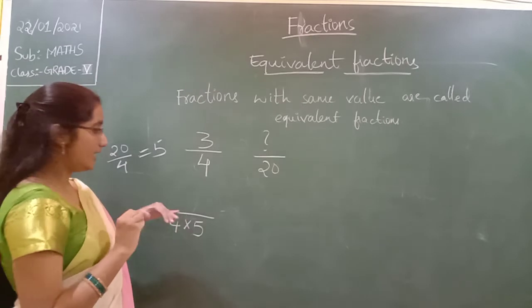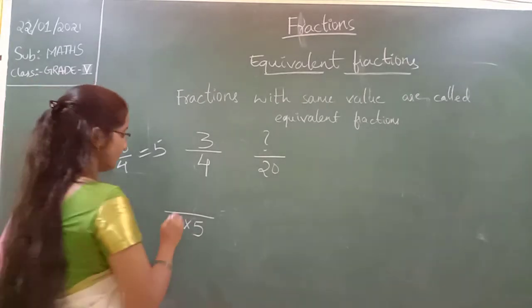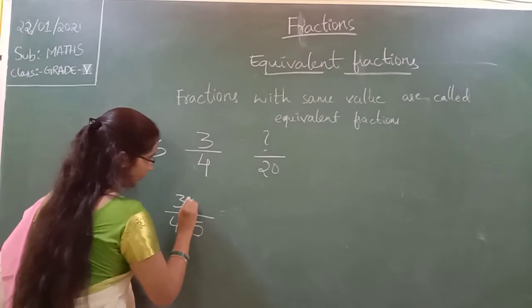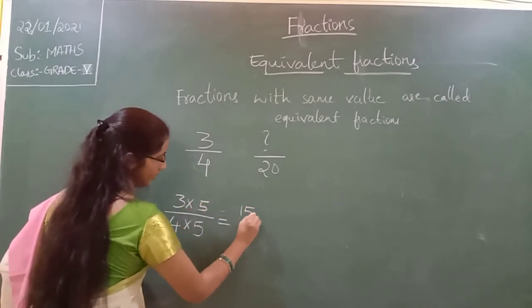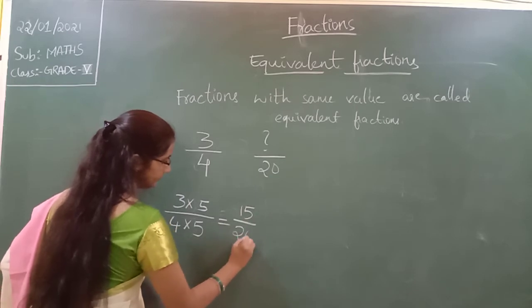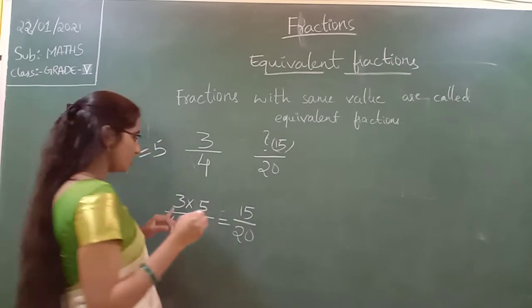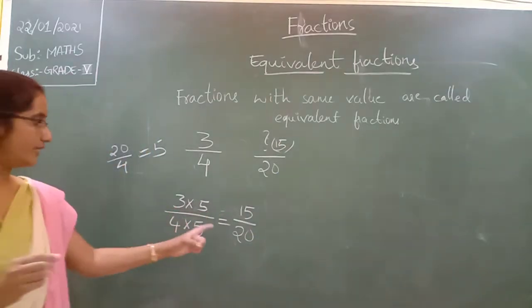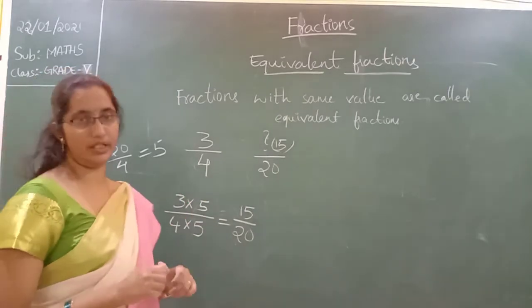So 4 into 5. The denominator and numerator we have to multiply with the same number. 3 into 5, then 15 by 20. So 15 by 20 is the equivalent fraction of 3 by 4 with denominator 20.